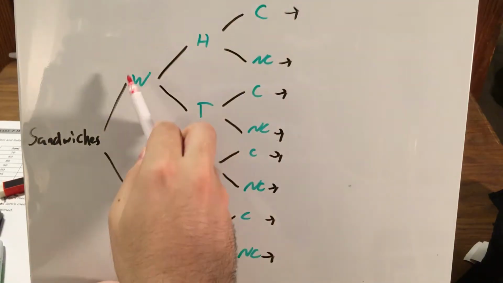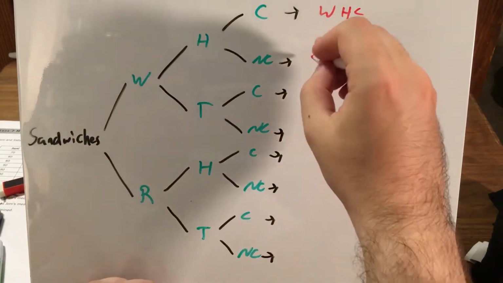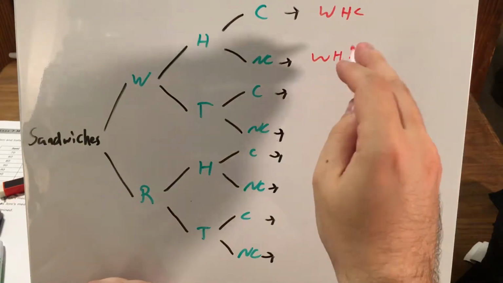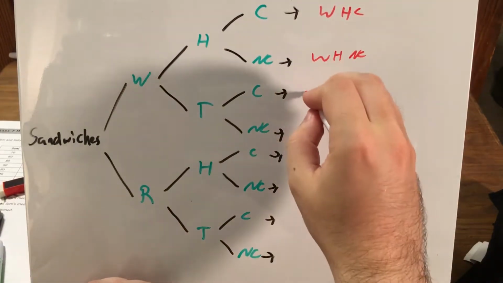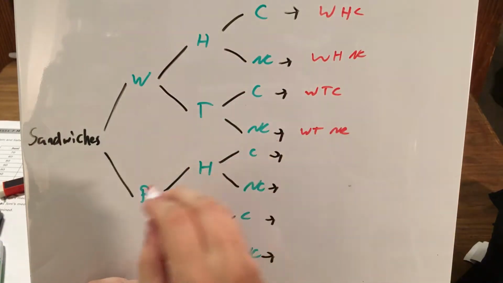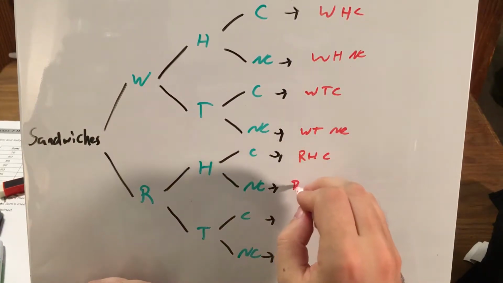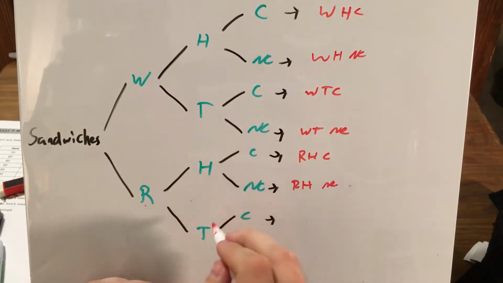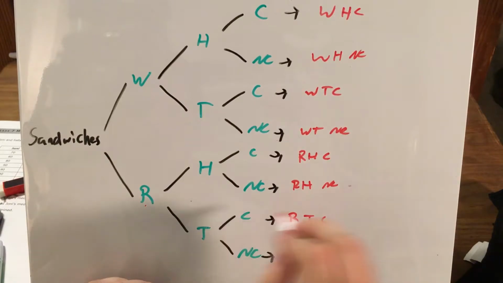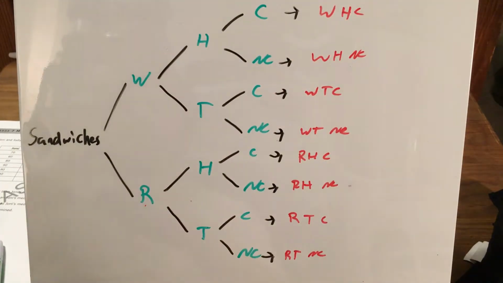But anyway, we can have white bread with ham and cheese. We can have white bread, ham, and no cheese. We can have white with turkey and cheese. We can have white with turkey and no cheese. Rye, ham, and cheese. Rye, ham, no cheese. Rye, turkey, cheese. Rye, turkey, no cheese. So these are all the different types of sandwiches that we can have. Notice that no two are exactly the same. Each one has at least one ingredient different from each of the others.